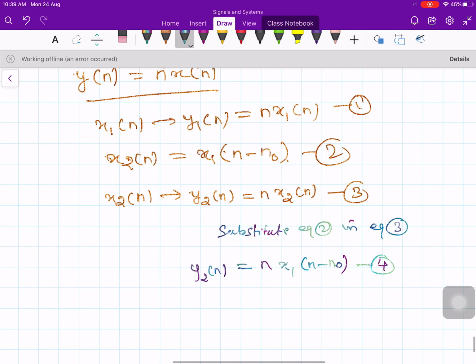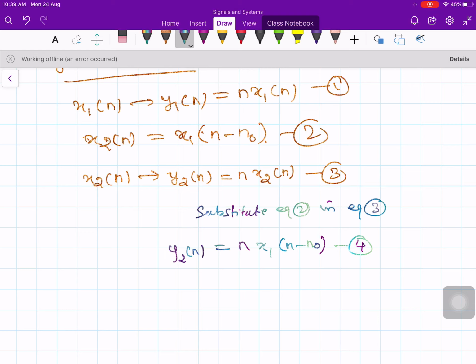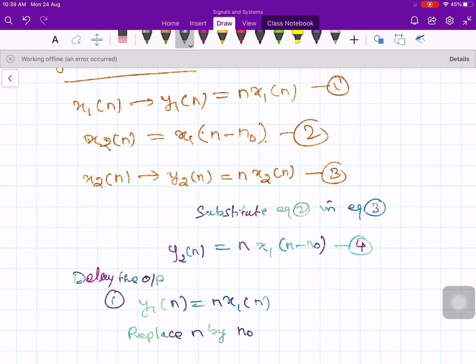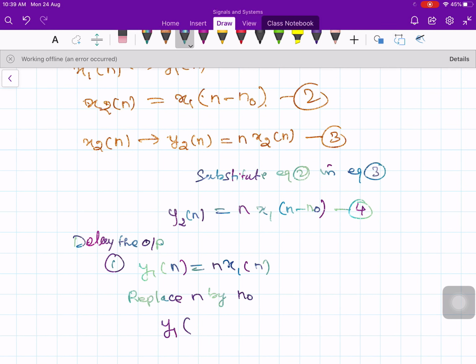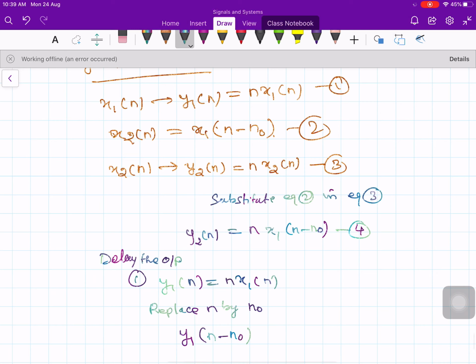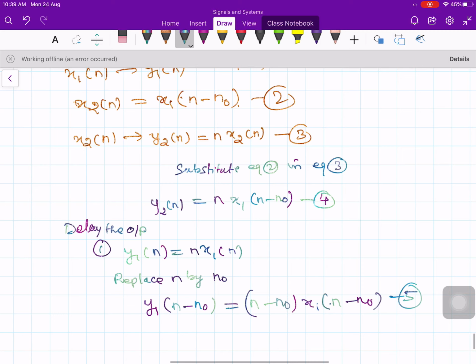Now let's take y1. The next step is to delay the output. If you delay the output, that is y1 of n is equal to n times x1 of n, replace n by the same delay n naught. So you are delaying the output side now, n by n naught. Therefore y1 of n minus n naught from equation 1 is equal to n replaced by n minus n naught times x1 of n, where n is replaced by n minus n naught. Now let's say this is equation number 5. Now compare 4 and 5, they are not equal. Therefore the system is a time varying system. That's all.